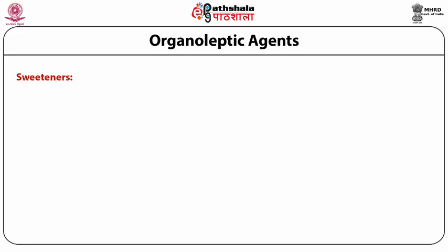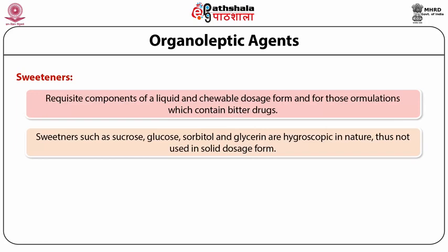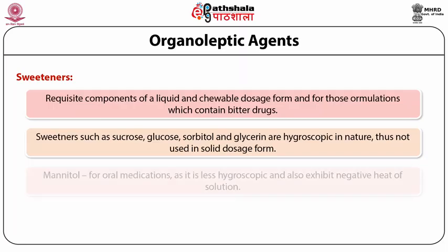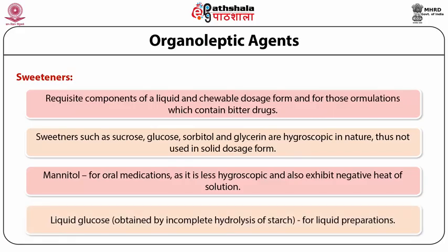Sweeteners we'll discuss now. These are the requisite component of liquid and chewable dosage forms and for those formulations which contain bitter drugs. Sweeteners such as sucrose, glucose, sorbitol and glycerin are hygroscopic in nature and thus not used in solid dosage form. Mannitol, basically used for oral medications as it is less hygroscopic and also exhibits negative heat of solution, hence gives a cooling sensation in the mouth. Liquid glucose, obtained by incomplete hydrolysis of starch, is also used for liquid preparation.